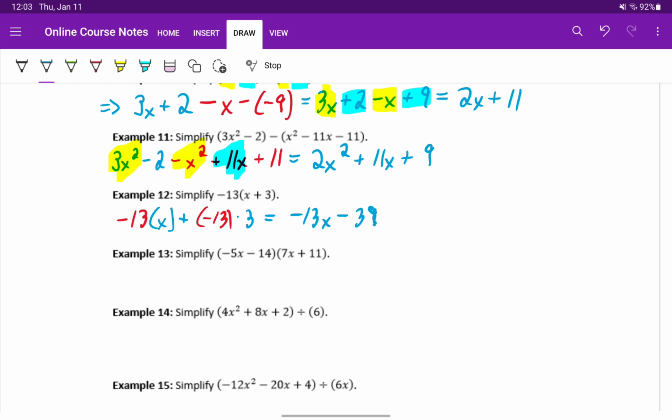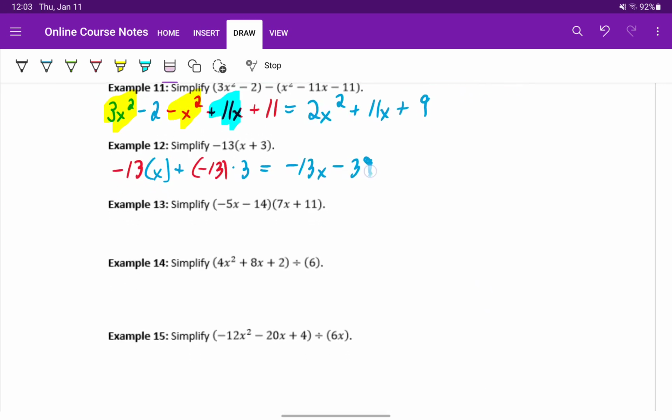We use the distributive property in the same way that we did the previous couple of examples, but in this case we had a number, not just that negative, to distribute through. And I can make that 9 a little clearer. So that should be minus 39.